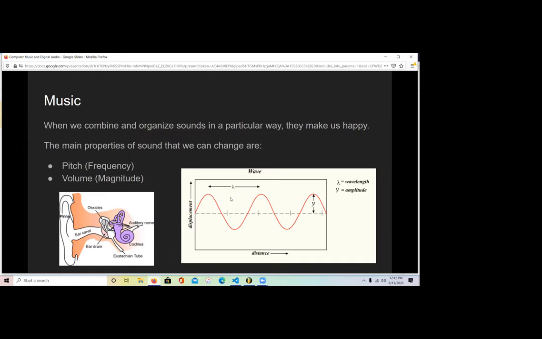Like a person's voice that is really high pitched, or a singer when they go really high, the sound that they're making has a really high what's called frequency. And then if you look here, the distance between the top and the bottom of this wave is called the magnitude or amplitude. And what that is, is how loud somebody is speaking or some sound is. The higher the magnitude, that's like the volume.